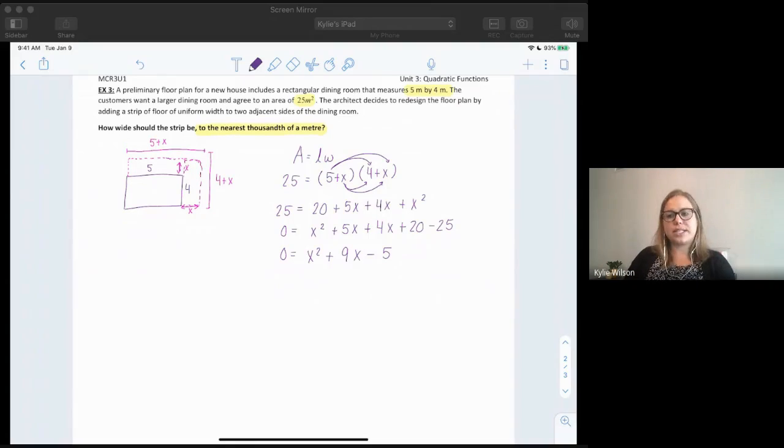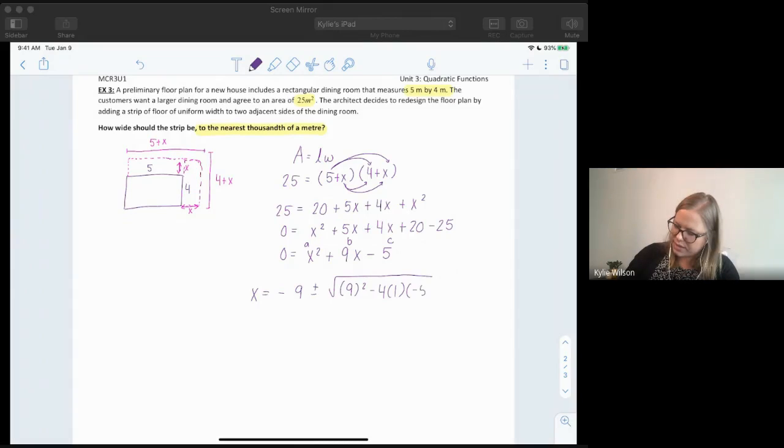Similarly to the last one, it says that we're rounding to the nearest thousandth of a meter. That's telling you that this does not factor nicely, so we don't even need to bother trying to find these numbers. We can jump straight to the quadratic formula. Let's label our coefficients. We have A, B, and C, and we can just sub these right into the formula. x equals negative b plus or minus the square root of b squared minus 4ac all over 2a.